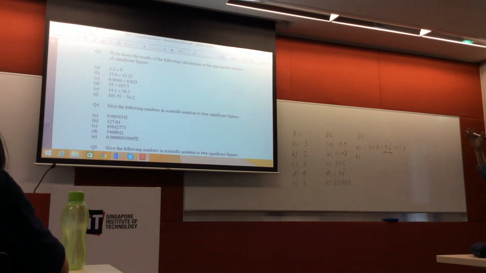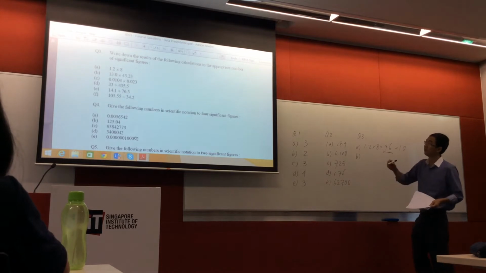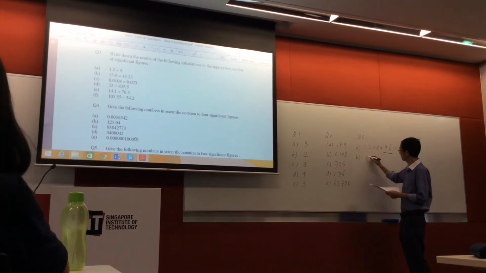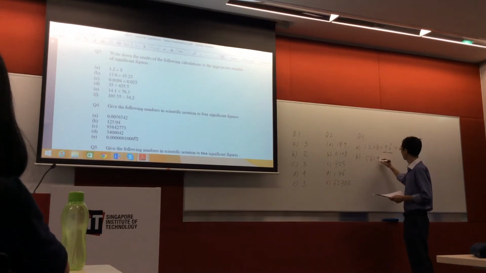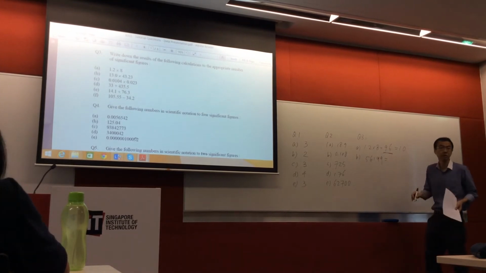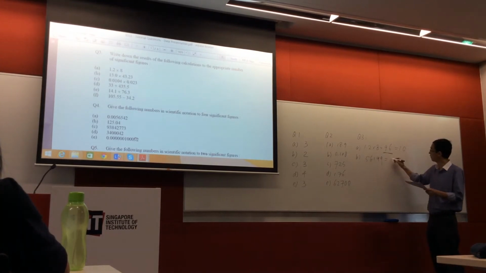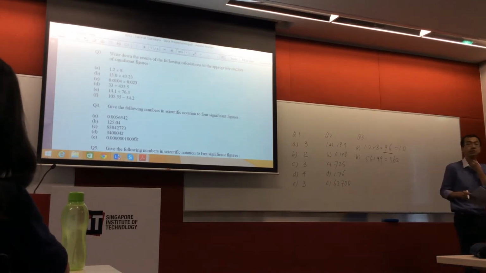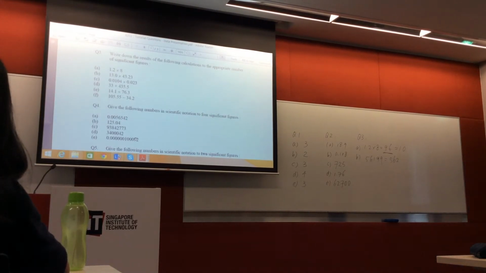So your final result should have 3, right? Yeah. So your final result should have only 3 significant figures. Right? So if you do the multiplication, the result will be, right? So the final result, you can only keep 3 significant figures, right? 5, 6, 2. Agree? Okay.